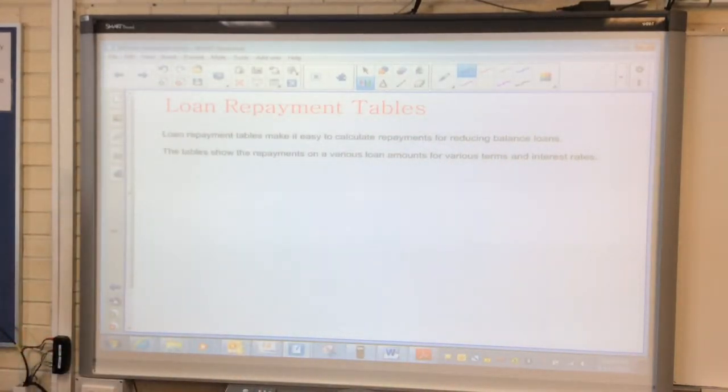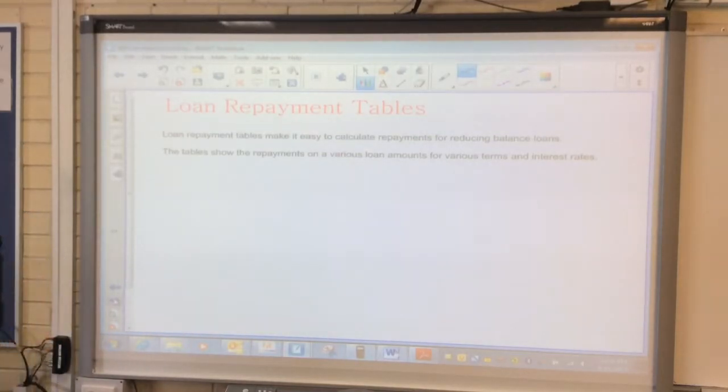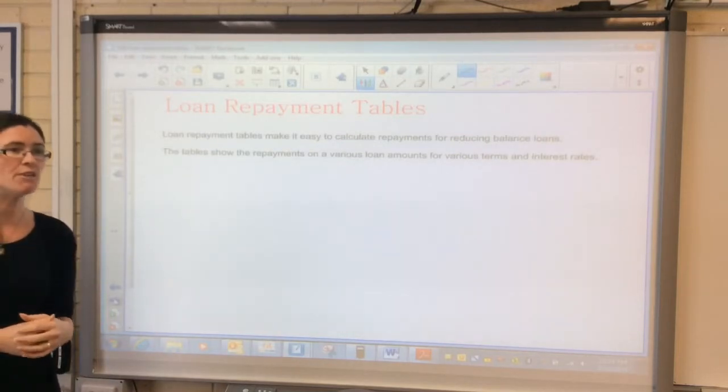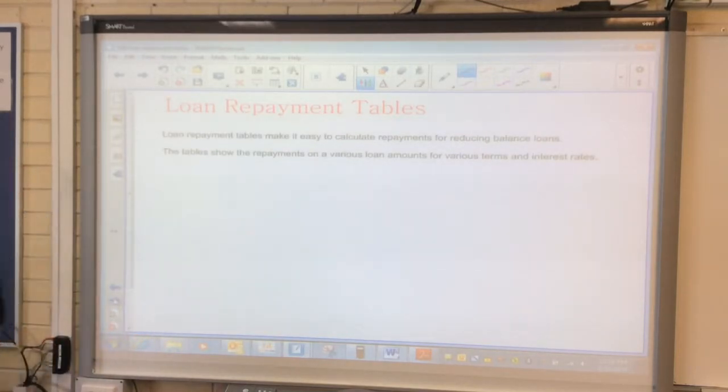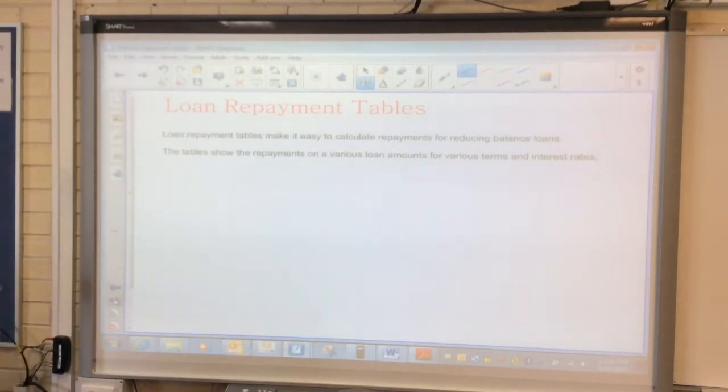Some of them tell you the amount that you would have to repay if you only borrowed $1,000. So of course if I borrowed $15,000, I would have to make my repayment 15 times bigger. Some of them though just tell you exactly what the repayment will be for what you borrowed and there's no multiplication required, it's just reading the table carefully. Okay?